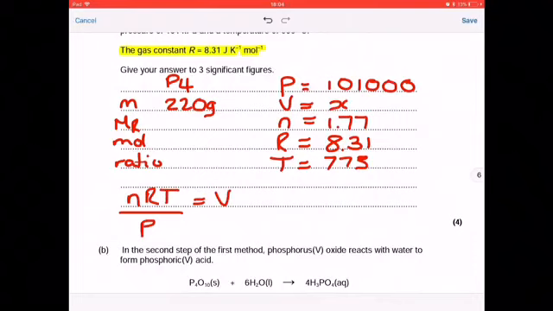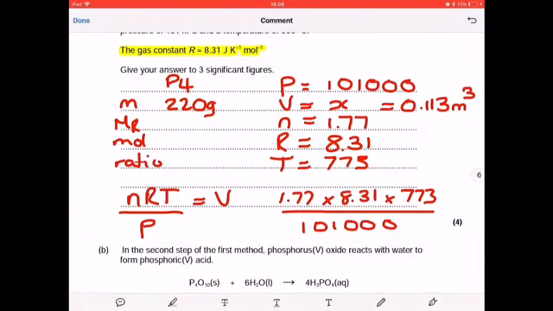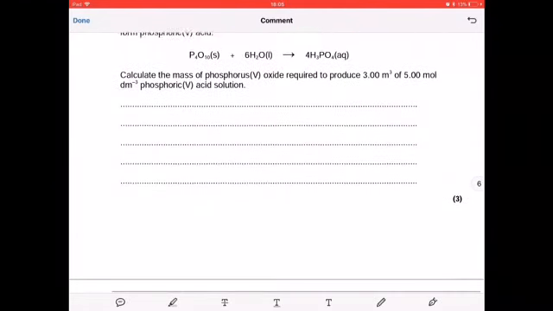And so in this case we're going to do 1.77 times 8.31 times 773, all divided by 101,000, and that should give us our answer. And in this case, the answer is 0.113 meters cubed. Moving on to the next question.